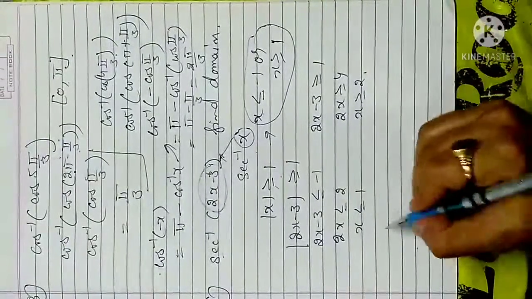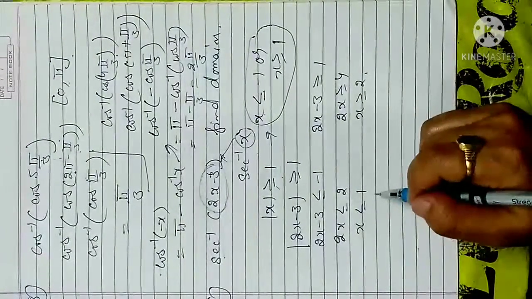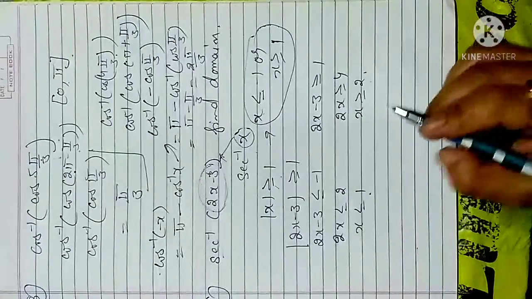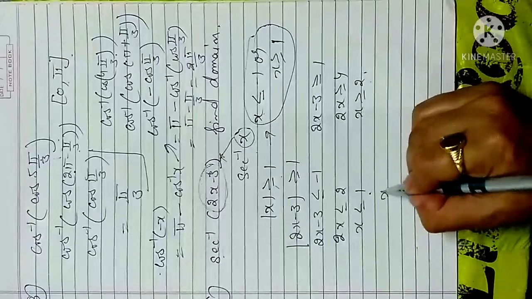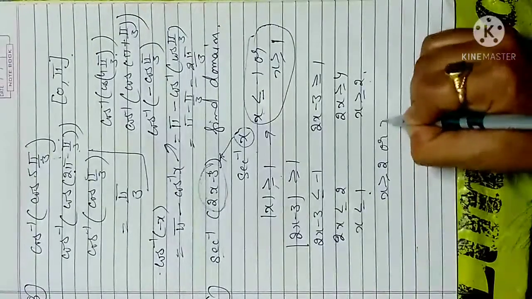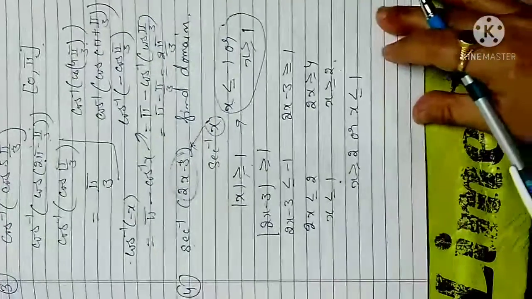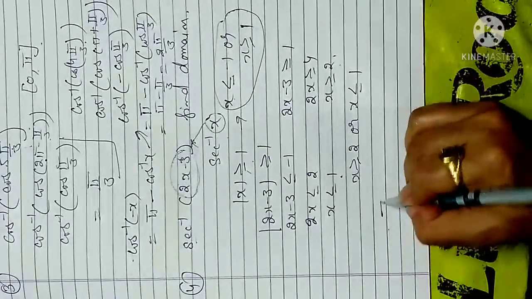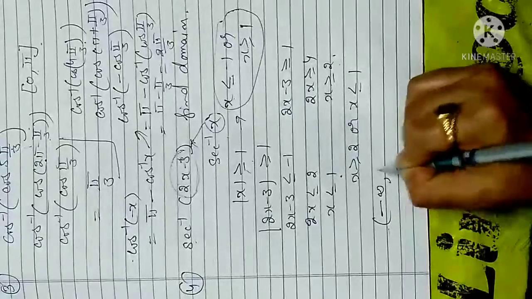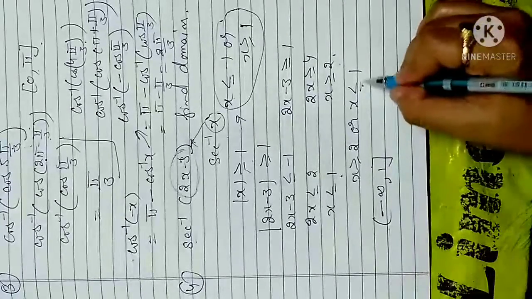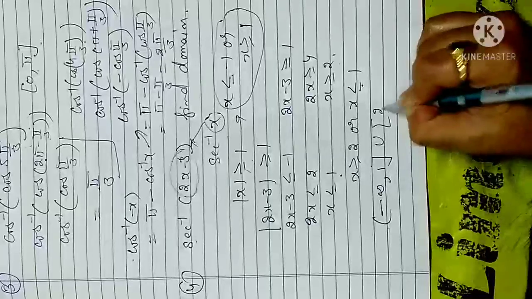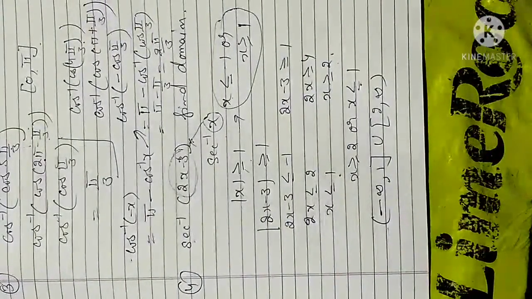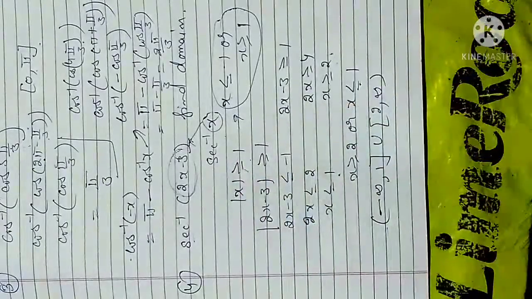2. So that means x lies beyond 1, less than 1 and greater than 2, or we can say that x is greater than or equal to 2 or x is less than or equal to 1. But how you will write the domain, that is proper. The domain of this is minus infinity to 1, where 1 is included because the equal to sign is there, union 2 to infinity, because between 1 and 2 no value lies in this secant.